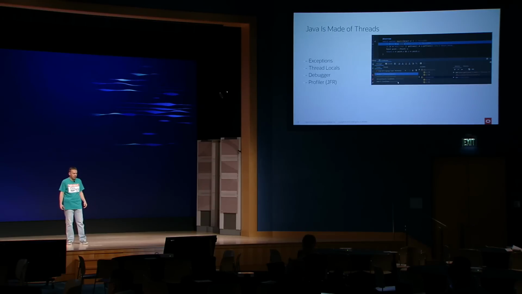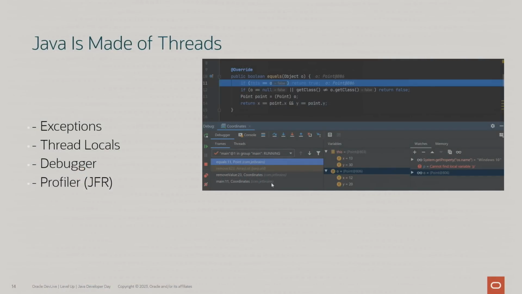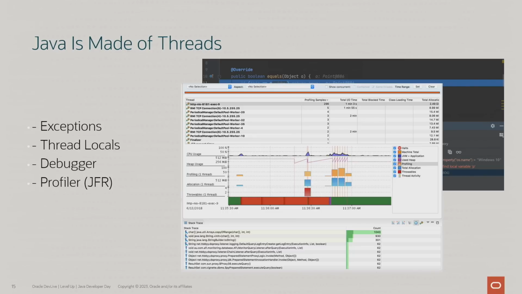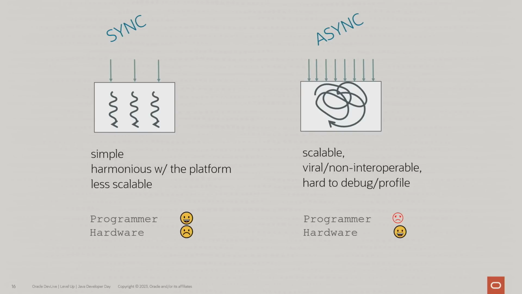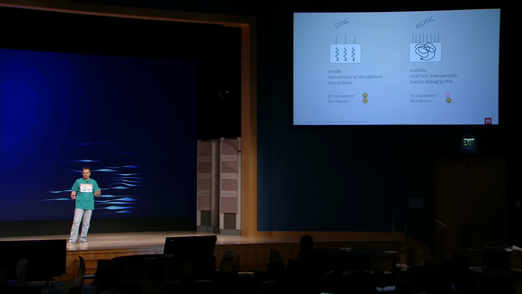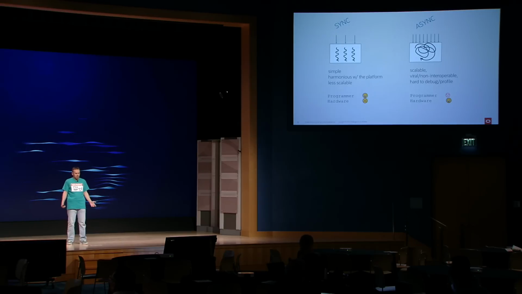If we were to make another language from scratch, like Kotlin, maybe this could be avoided. But Java is made of threads. Everything in Java is threads. We have exceptions, and we have stack traces. We have thread local variables. All debuggers, profilers, everything works with threads, and it makes it really difficult to program and requires more effort to develop fast enough, performant asynchronous programs.